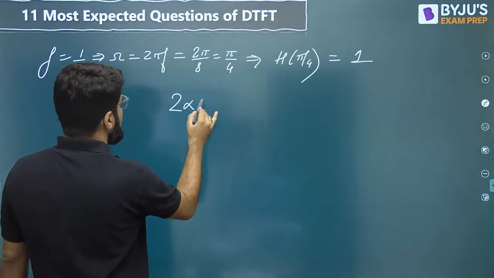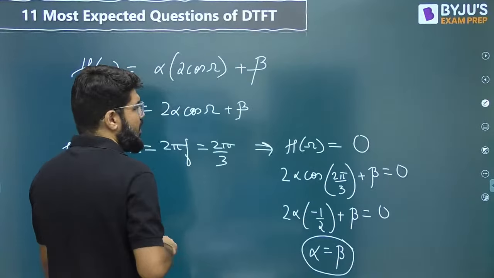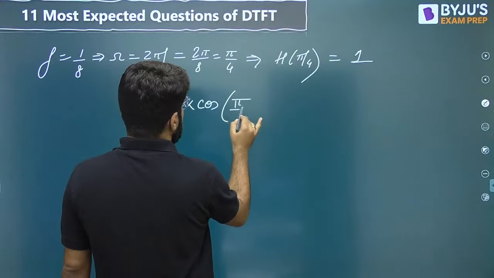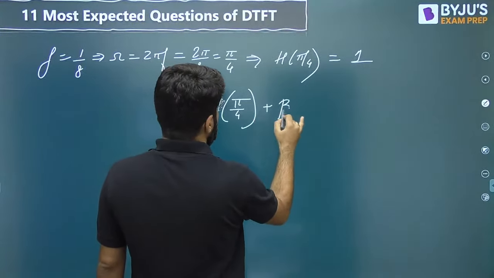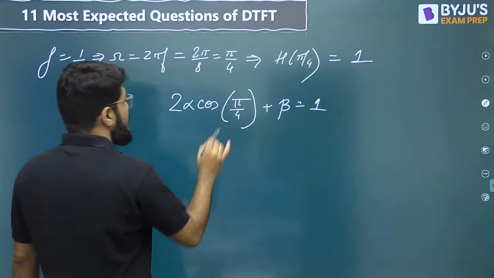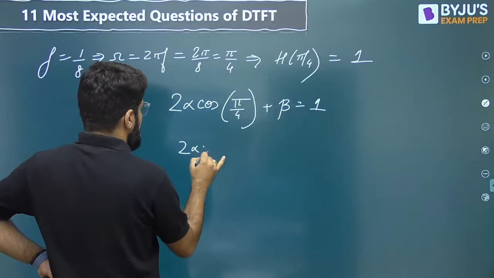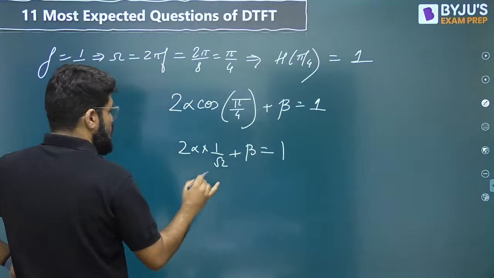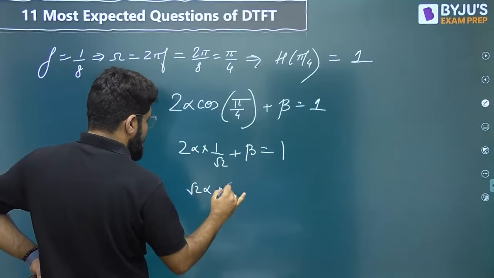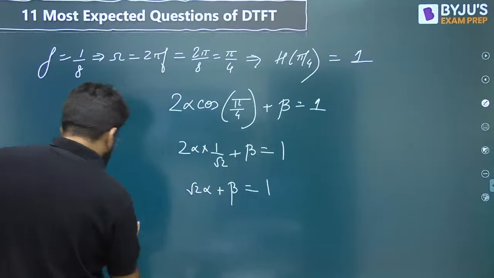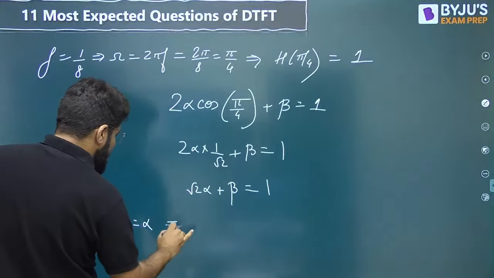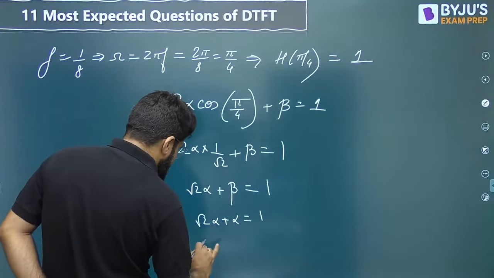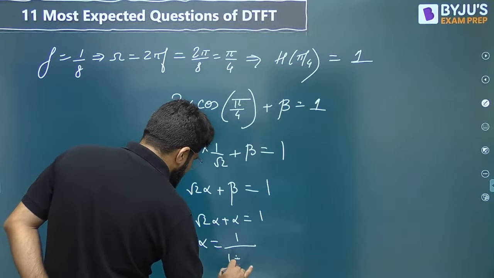So 2 alpha cos omega, that is cos of pi by 4, plus beta is equal to 1. Cos pi by 4 is 1/√2. Right, so √2 cancels. You have √2 alpha plus beta is equal to 1. But you can put beta equal to alpha, so everything is in the form of alpha. √2 alpha plus alpha equal to 1. So alpha will be 1 divided by 1 plus √2.